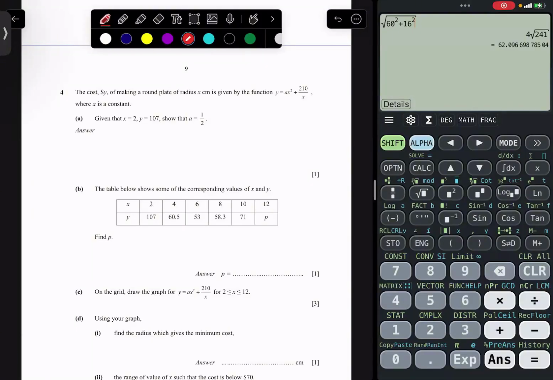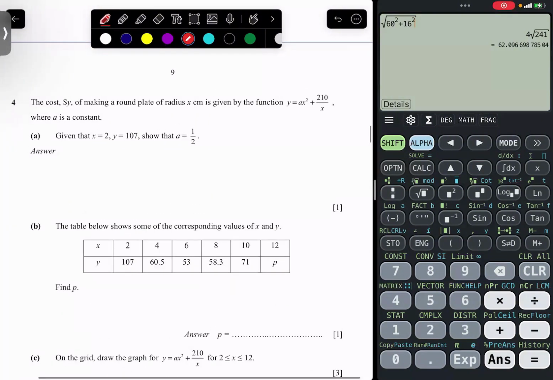Okay. Question 4. Now, disclaimer first, my graph might not be accurate because it's pretty hard to draw with a pen. The cost $y of making a round plate of radius x cm is given by the formula y equals ax squared plus 210 over x, where a is a constant. Given that x equals 2, y equals 107, show that a equals half.